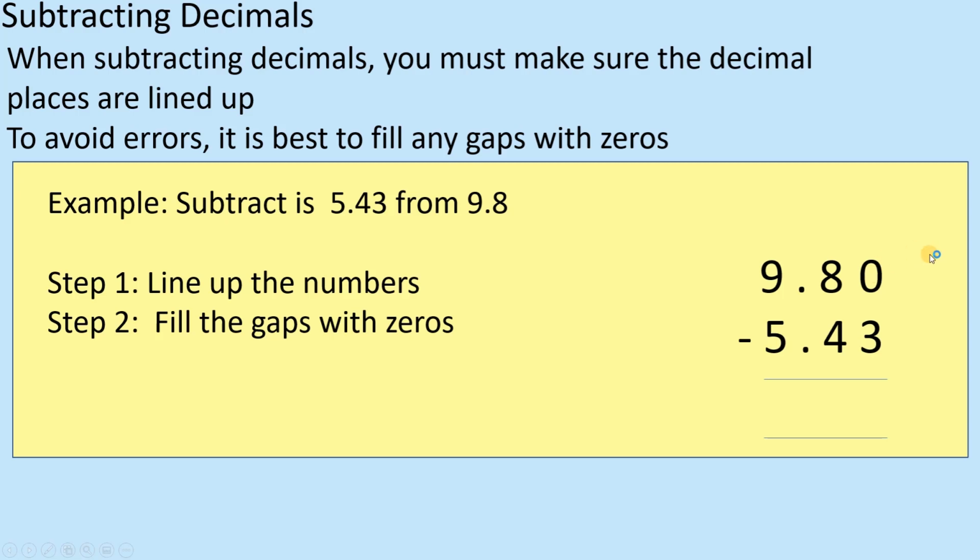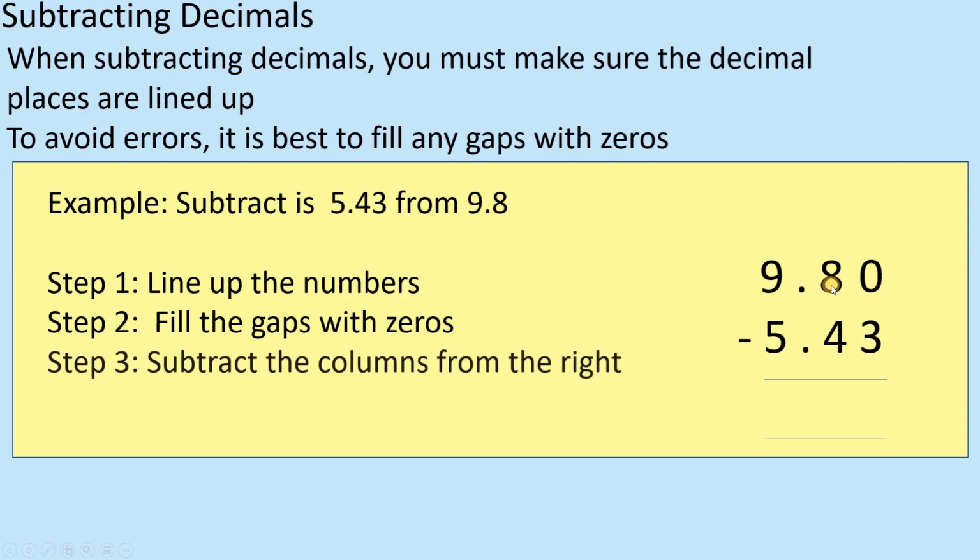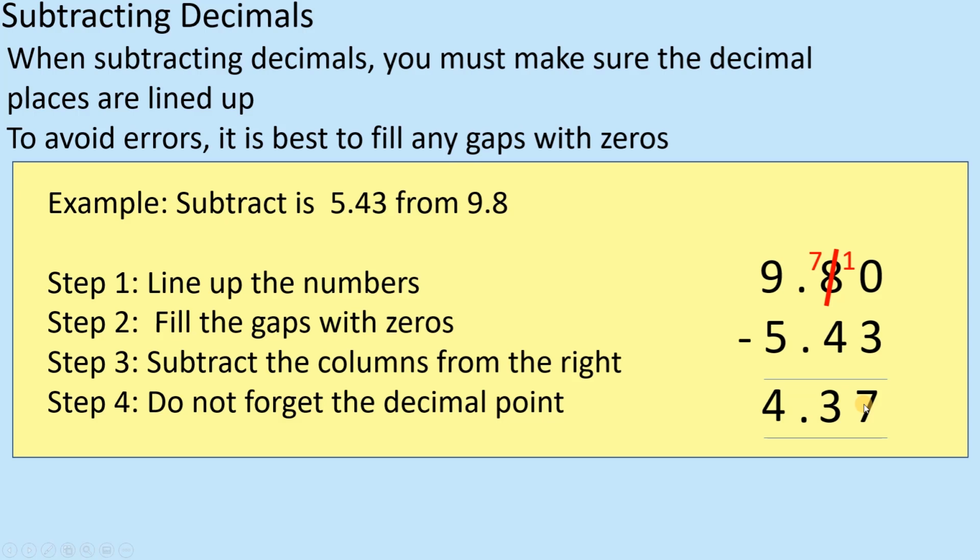Then we try to do 0 take away 3. Obviously I can't do 0 take away 3, so I'm going to do like I did before. I exchange 1 off here, so take 1 off this, it goes down to 7, and then we put 1 over here to make this 10. So 10 take away 3 gives me 7. 7 take away 4 gives me 3. And then 9 take away 5 gives me 4. The decimal point stays exactly where it is, so it gives me 4.37. So really with decimals it makes no difference as long as you're lining up your numbers perfectly.